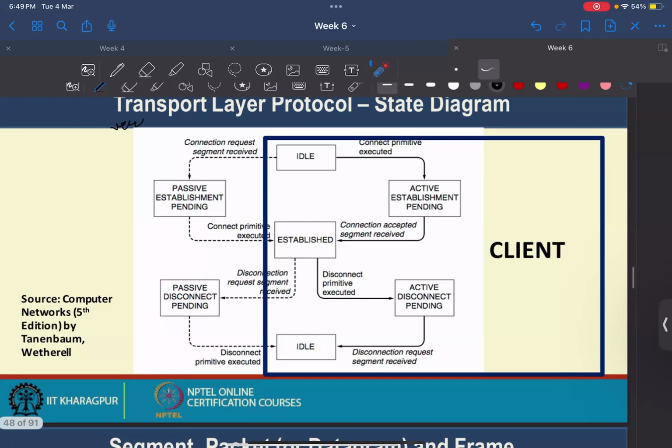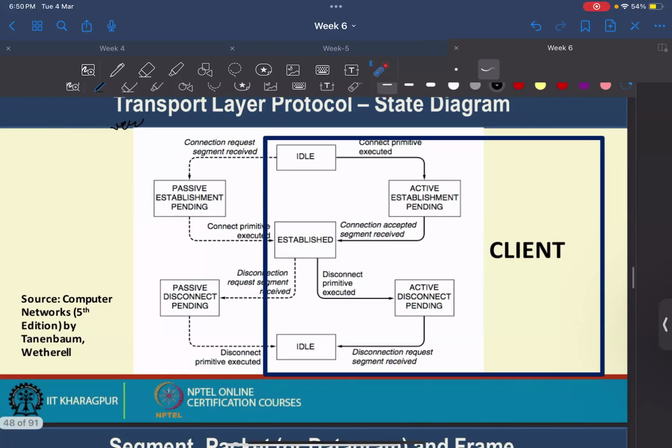I can expect this. It's just a connection. Ma'am, first of all, both are in idle state. Then active establishment pending and passive establishment pending. After this, both are connected. Then data is sent, and then again disconnected.